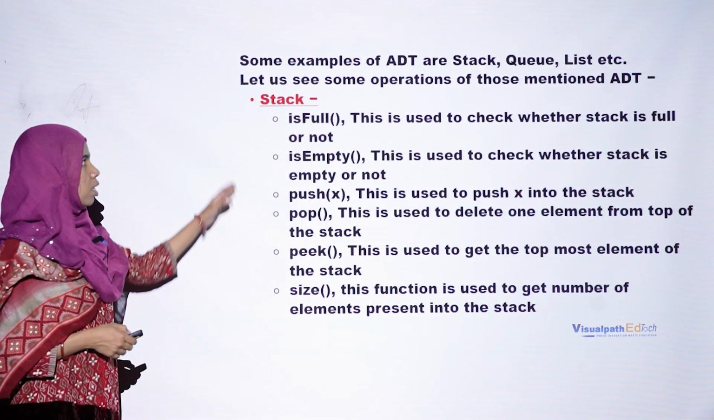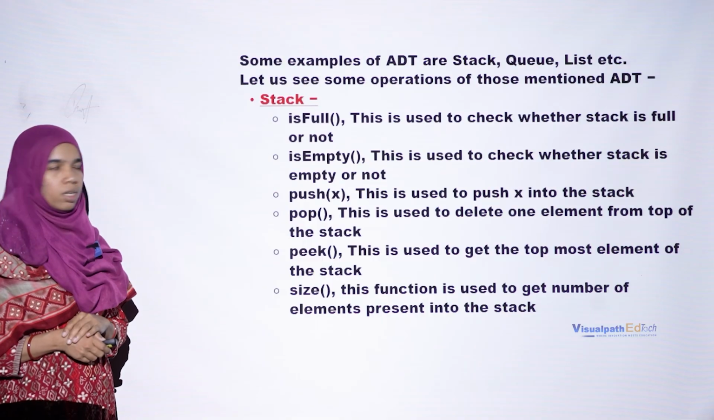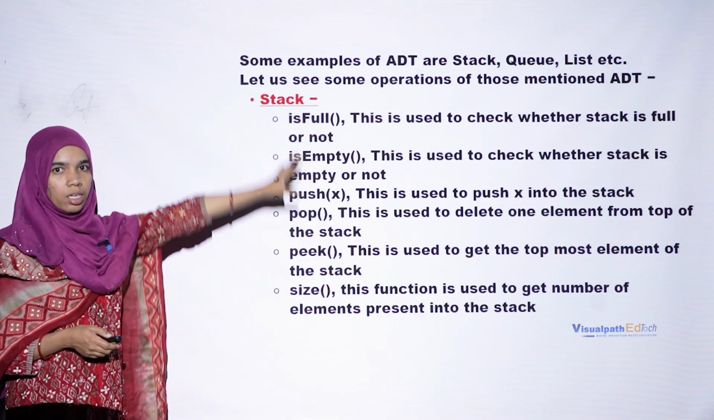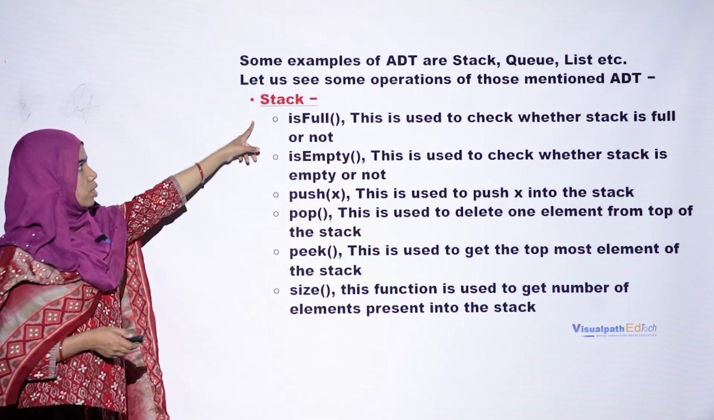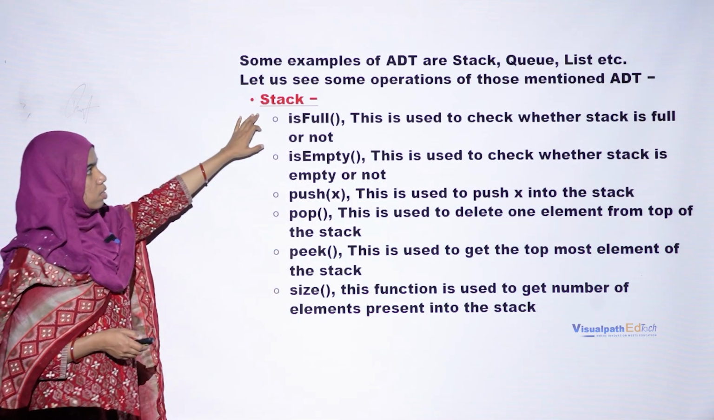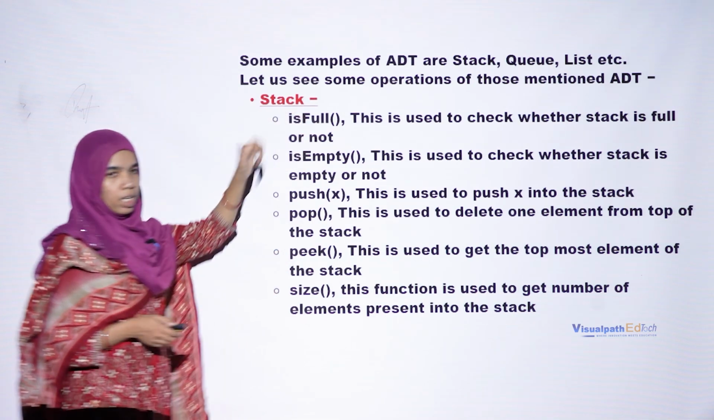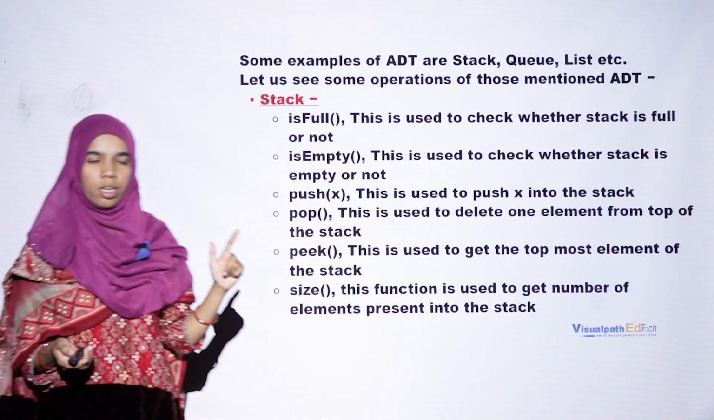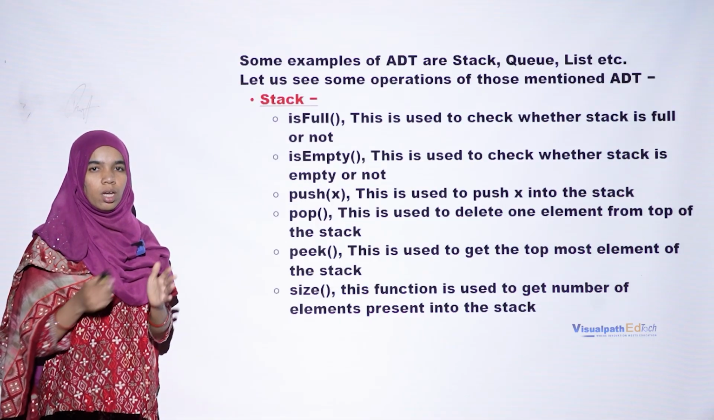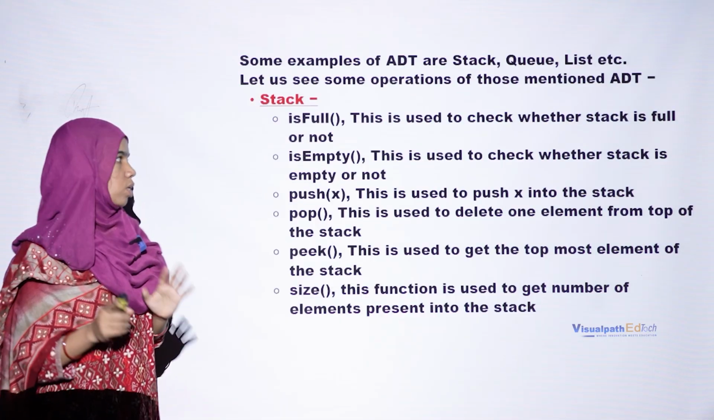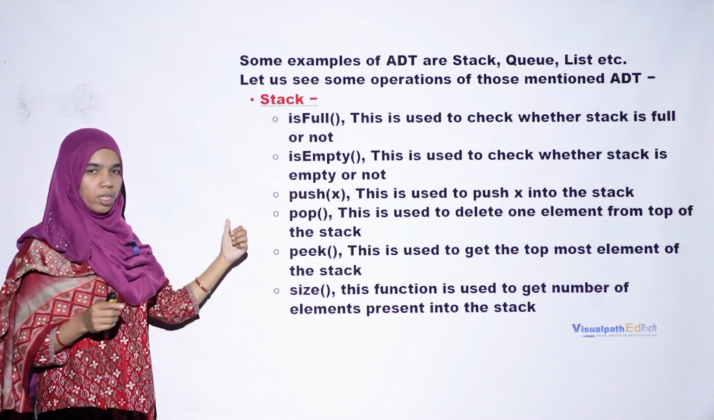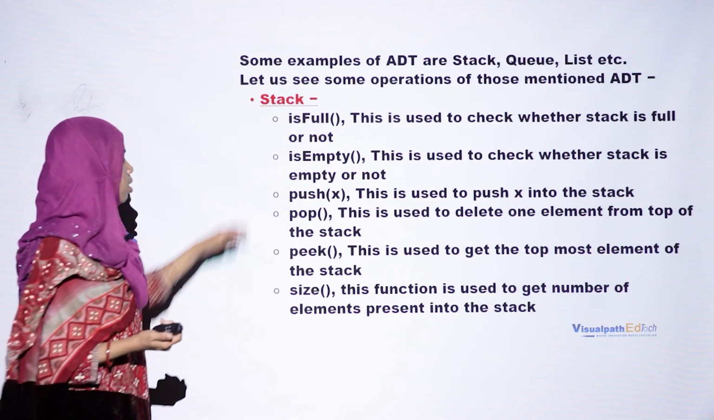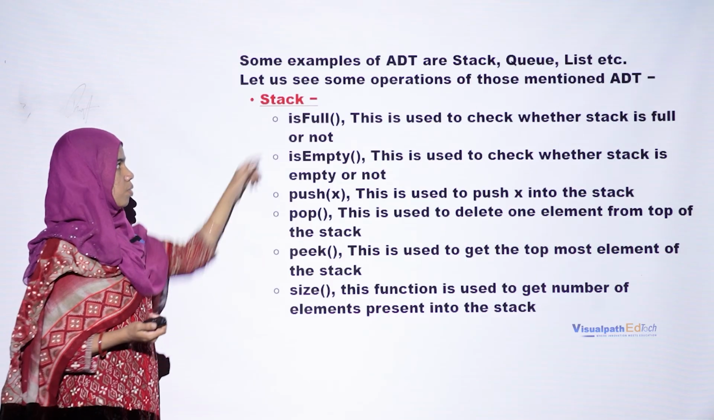Now, let us look at a few of the ADTs: stacks, queues, and lists. These are purely linear data structures. First of all, let me explain the stack. Stack is a linear data structure which follows the order of storing the data in the form of LIFO, last in, first out. Whichever element has been inserted last will be the first element to be popped out or removed. It follows the basic properties.